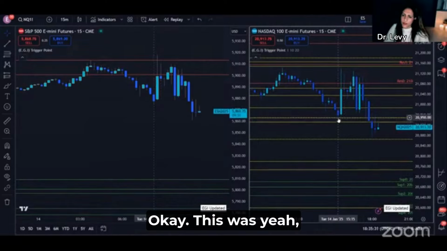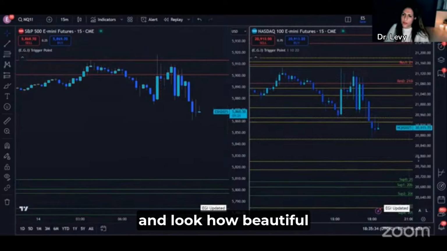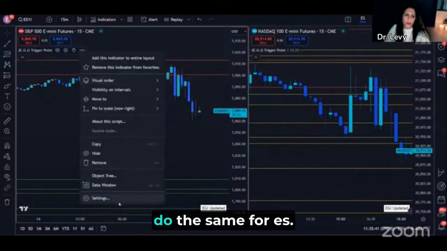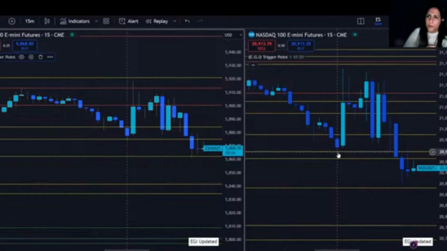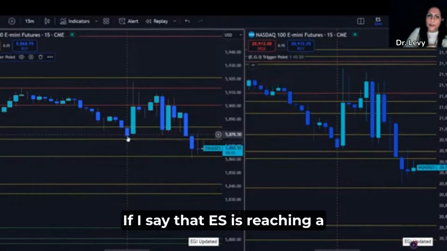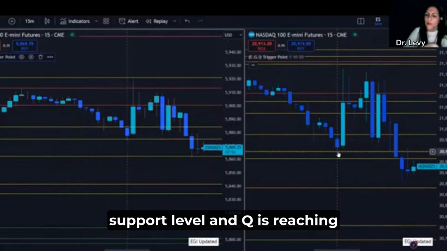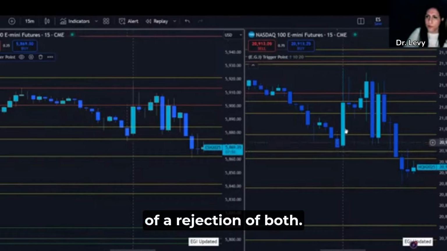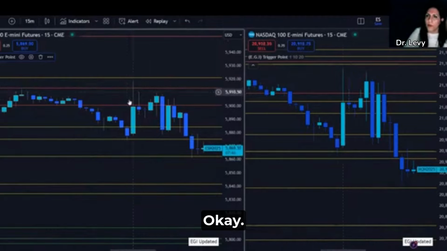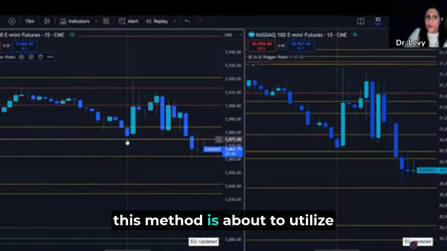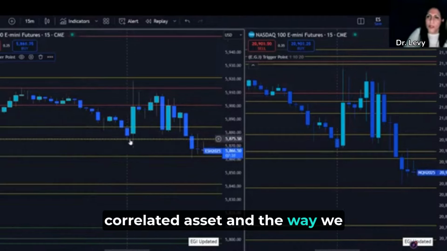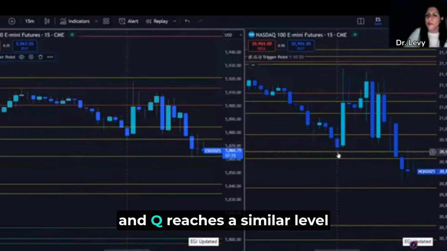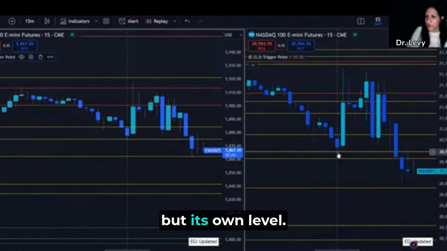Okay, this was 15 minutes before the news, and look how beautiful it bounced off it. Now I'm going to do the same for ES. If I see that ES is reaching a support level and NQ is reaching a support level at the same time, there's a big chance of a rejection of both. So this method is about utilizing the correlated asset and the way we expect ES to react by the time NQ reaches a similar level, but its own level.